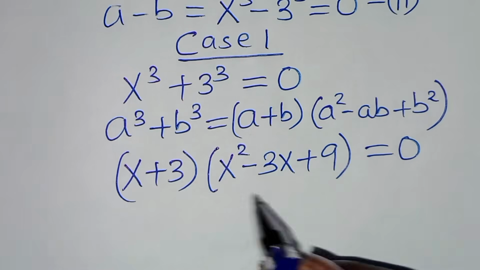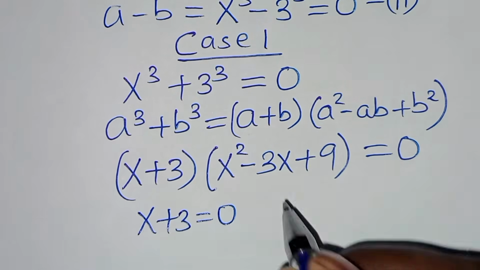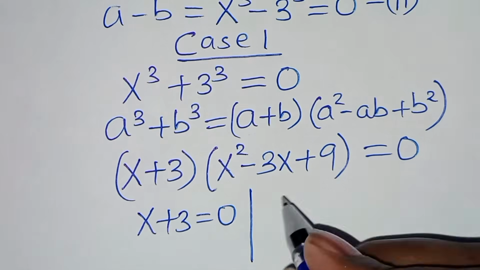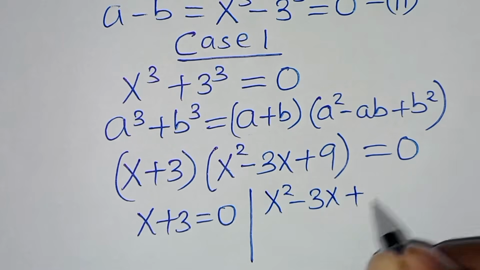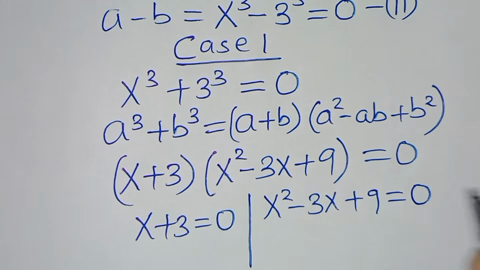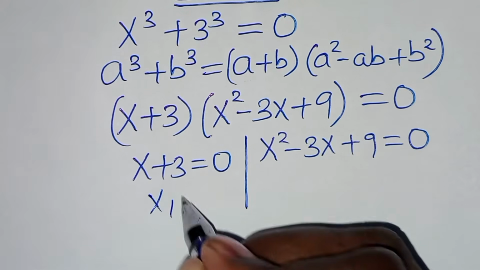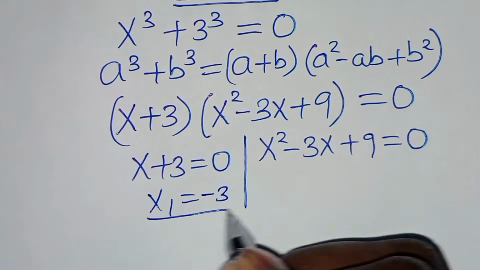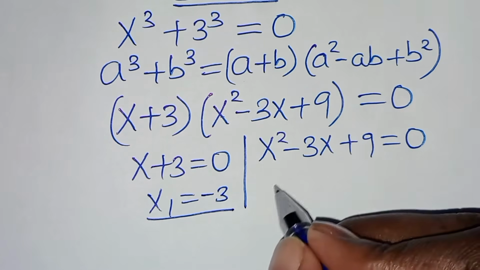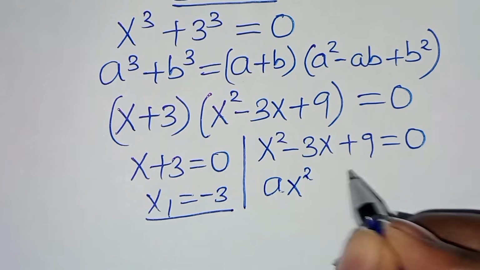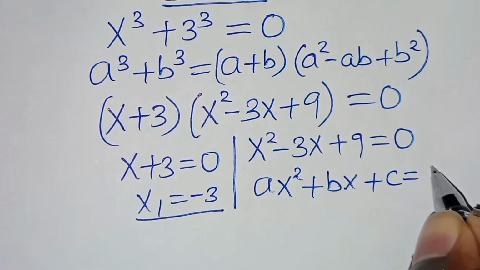So essentially here we have two parts. The first part is x plus 3 equal to 0. The second part is x squared minus 3x plus 9 equal to 0. From the first part, x1 is equal to minus 3. The second part is a quadratic equation of the form ax squared plus bx plus c equal to 0.